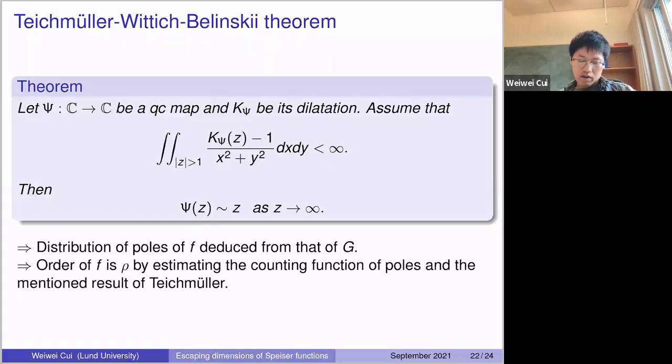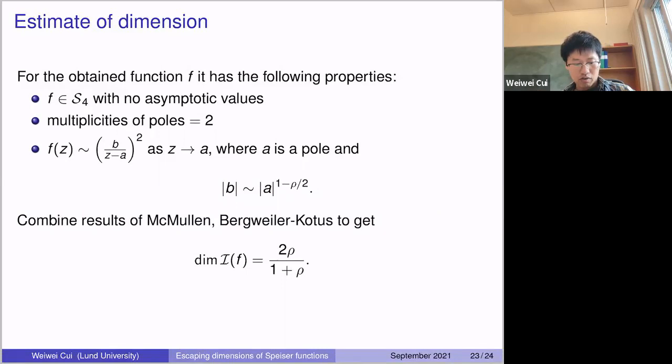Then the order of function f can be estimated by the counting function of the poles and the above mentioned result of Teichmüller. Then you can get the order of the function, you know the distribution of the function, and you also know the multiplicity of poles, which are always 2. So basically, because the function capital G has only 4 critical values and no asymptotic values, the meromorphic function also has only critical values and no asymptotic values. It belongs to S4, and the multiplicity of the poles is 2, and you know the local behavior of the function. If a is the pole, then the function roughly behaves like b over z minus a to the power 2, and the modulus of b can be estimated in terms of the modulus of poles.